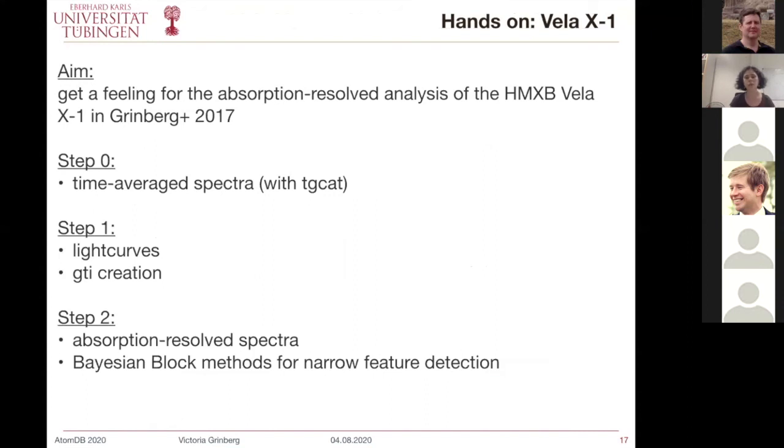Step one is to look into the light curves and to look into how to create the GTI. And step two is to look at the absorption resolved spectra and also the Bayesian blocks, because we use the Bayesian blocks method to do some narrow feature detection. Step two also provides a few short example scripts on how to do that. I usually do my analysis in ISIS, the Interactive Spectral Interpretation System, but you are free to go ahead and try to recreate the same analysis in whatever is your favorite system. And with that, I thank you.